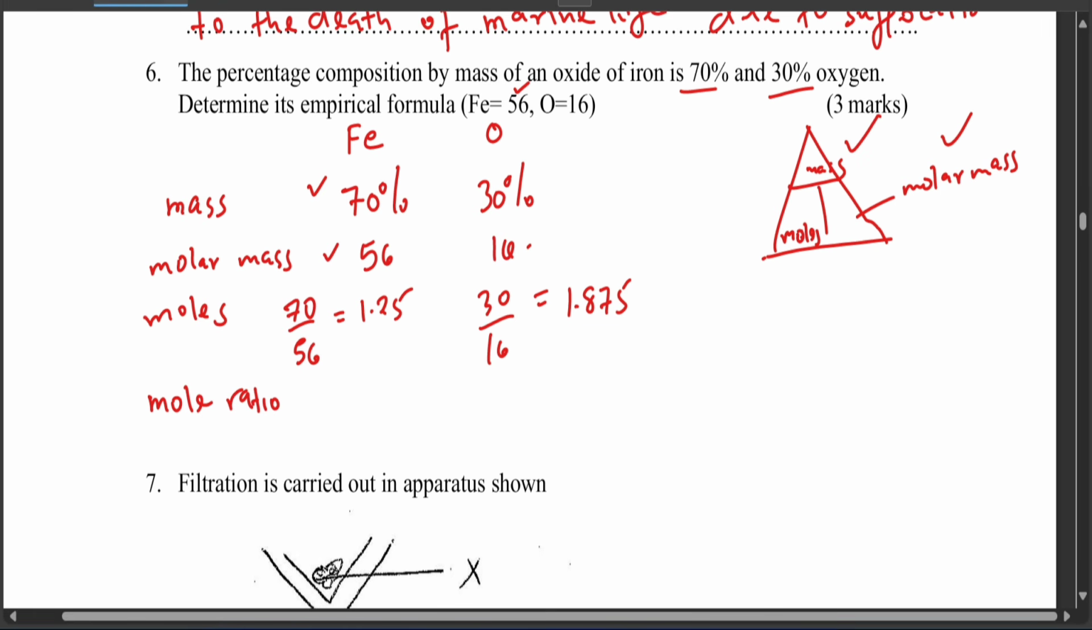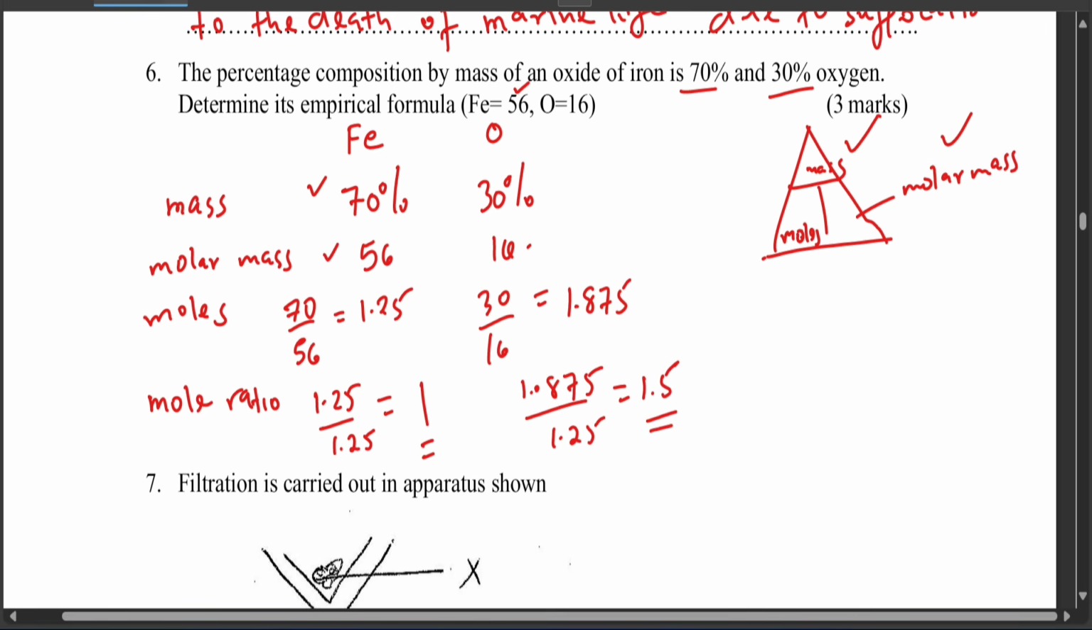Remember 1.25, and this is 1.875. So you divide by 1.25 and divide by 1.25. This one will give you 1, but for this case, it gives you 1.5. So if you take 1.875 divided by 1.25, it gives us 1.5. Now this is 1.5 and this is 1.